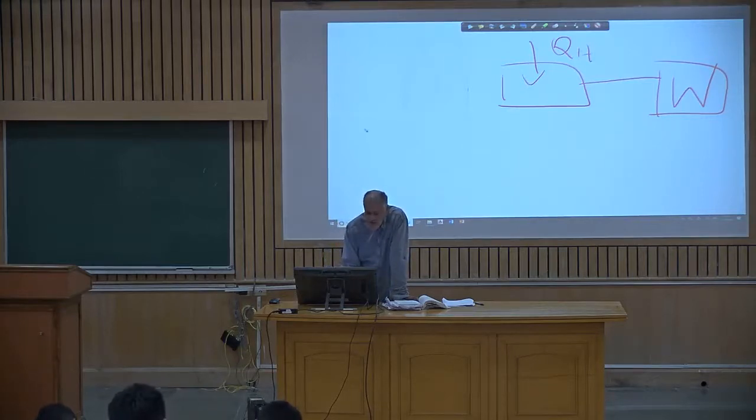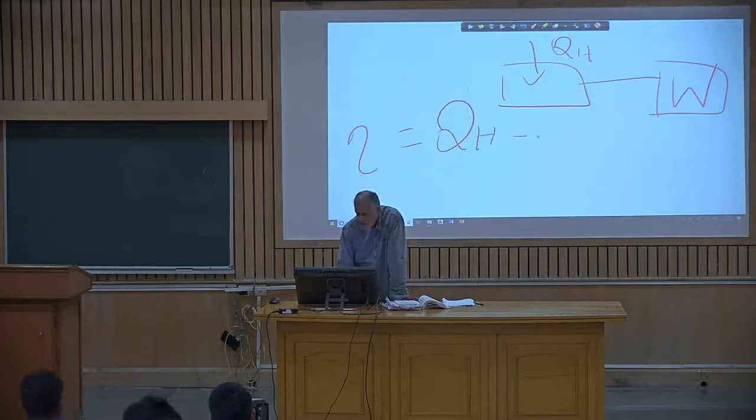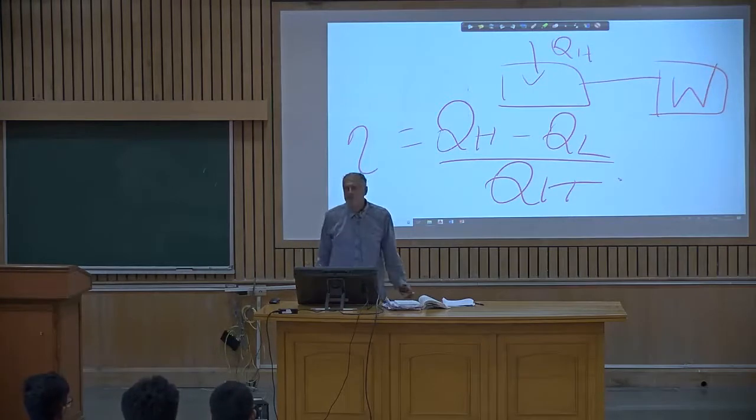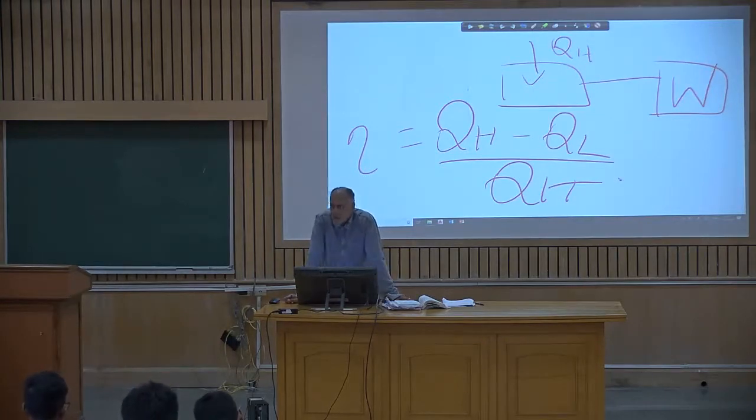So what did you write your efficiency as? You have supplied heat and you got work. How do you get maximum efficiency? If the rejection is less. Lower the rejection, you will get a lot of work. Not going to happen.